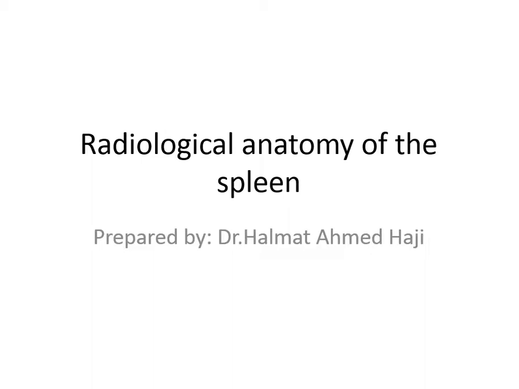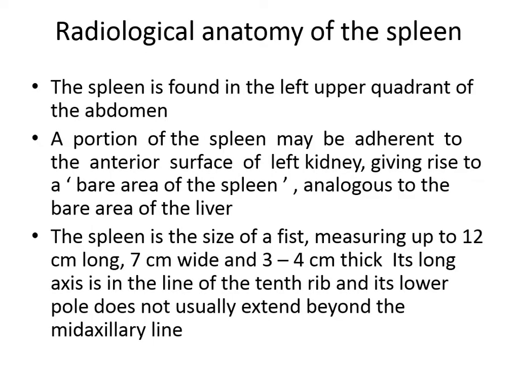Good morning, everybody. Today we will discuss the radiological anatomy of the spleen. The spleen is in the left upper quadrant of the abdomen. A portion of the spleen may be adherent to the anterior surface of the left kidney, giving rise to a bare area of the spleen, which is analogous to the bare area of the liver.